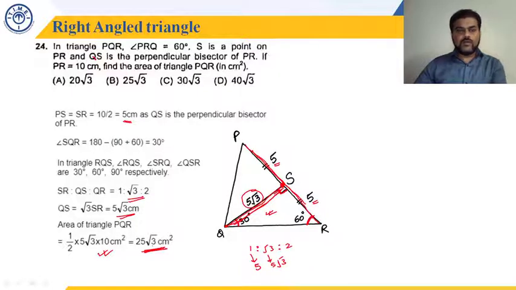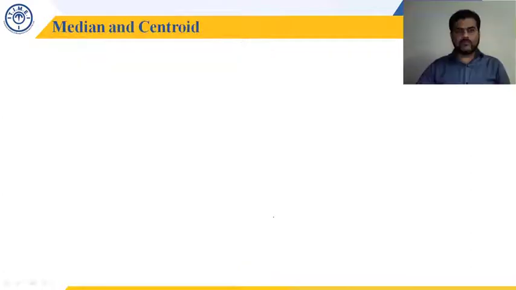Fine. Alright. Now we will move on to the next segment, in which we will be discussing what are geometric centers in a triangle. There are 4 geometric centers in a triangle. They are known as centroid, incenter, circumcenter and orthocenter. So we'll look at them one by one.